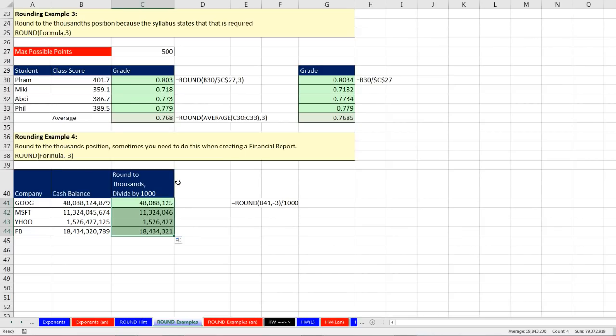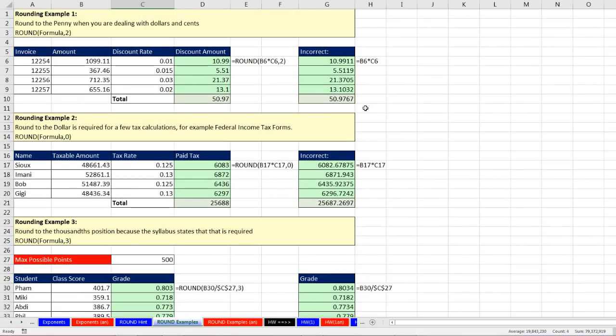All right, so that's our last example for rounding. Over here, there are a bunch of homework problems. I think there's 7 homework problems for this video. Now, in this video, we talked about rounding. We saw 3 different new examples besides rounding to the penny.